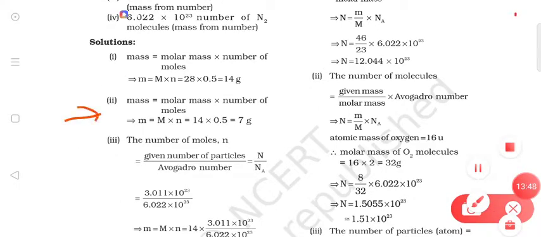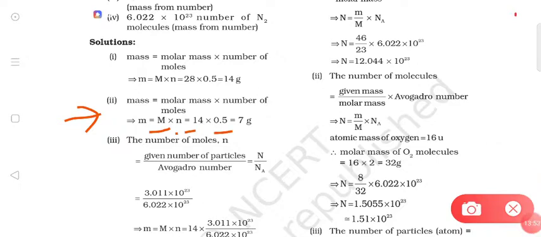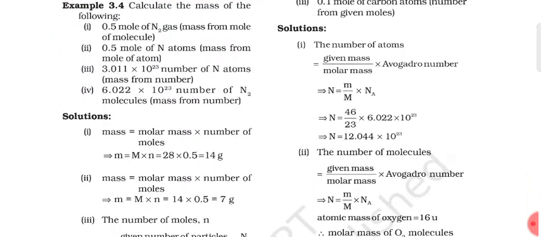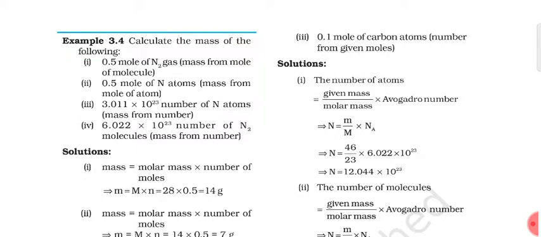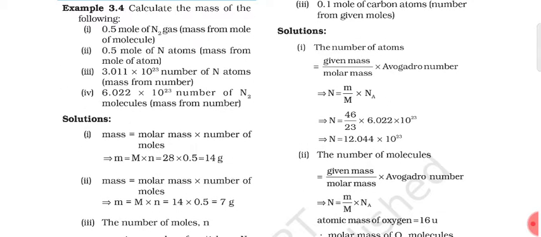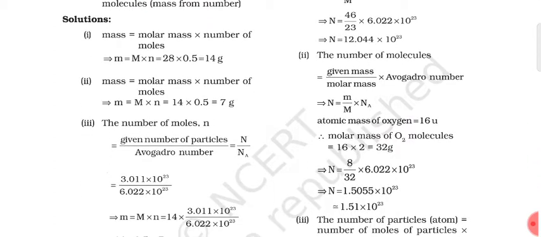After putting this value, small m is equal to capital M into n, 14 into 0.5 mole, that becomes 7 gram. Now again look at the next question. Question number 3. 3.011 into 10 to the 23 nitrogen atoms are given, and we have to calculate the mass of these atoms. Dear students, again we have calculated the mass from the number of moles. If we calculate the number of moles from the number of atoms, we will easily calculate the total mass.